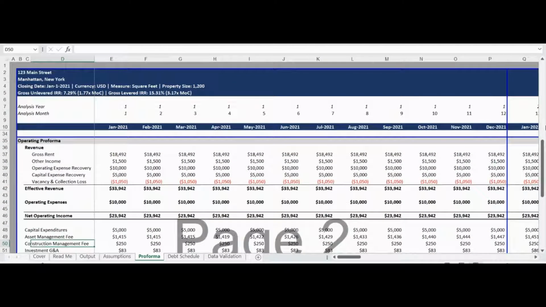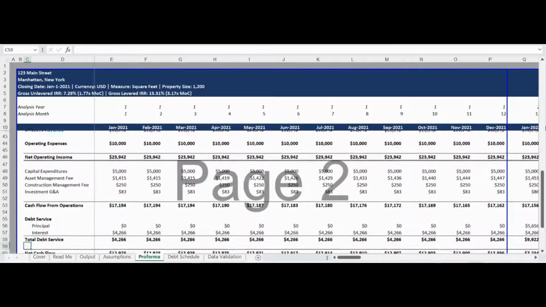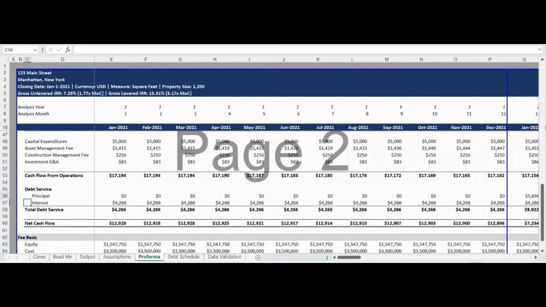The Pro Forma financial statement works from revenue to effective revenue before deducting expenses to calculate the net operating income. Next, the capital expenditures, investment management fees, construction management fees, and investment general and administrative expenses are deducted to determine the annual cash flow from operations. Following the deductions for debt service, the net cash flow to equity is calculated.